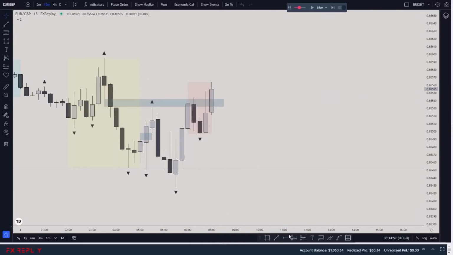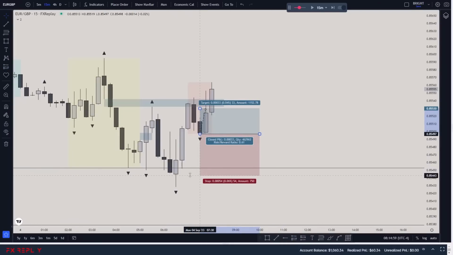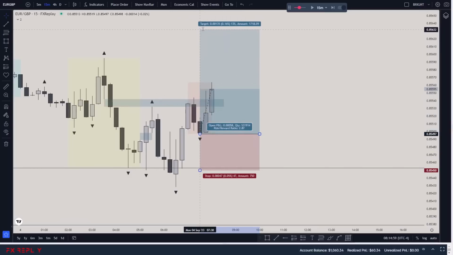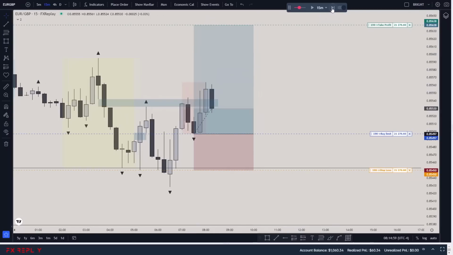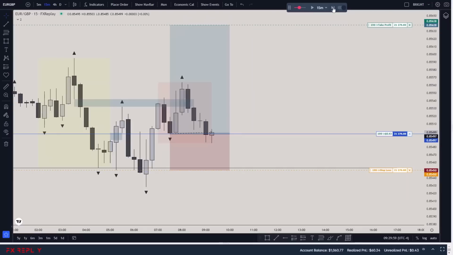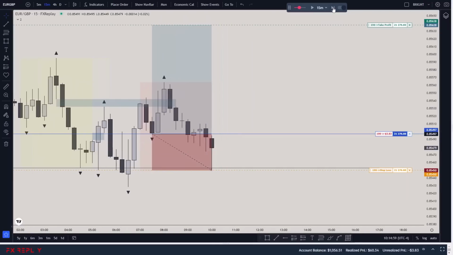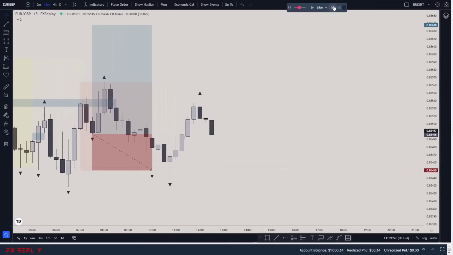Now if price comes here, I'm gonna be going long right here at this fair value gap. Stop loss is gonna be below this right here, and for take profit I will go 3 to 1. Right, so let's place a limit order. Let's see how it goes. So we get filled here, and price actually hit the stop loss. So yeah, this was a losing trade.